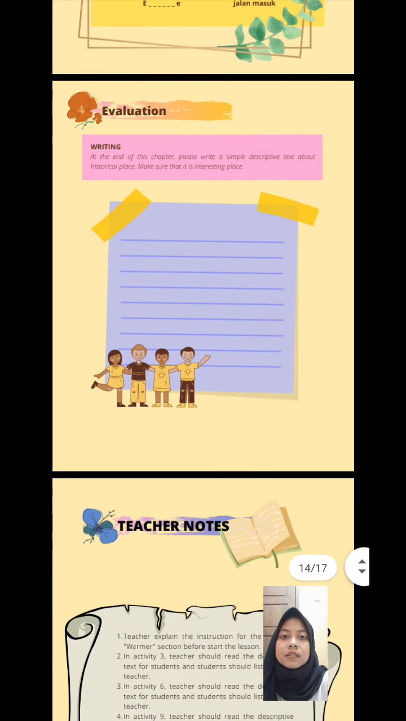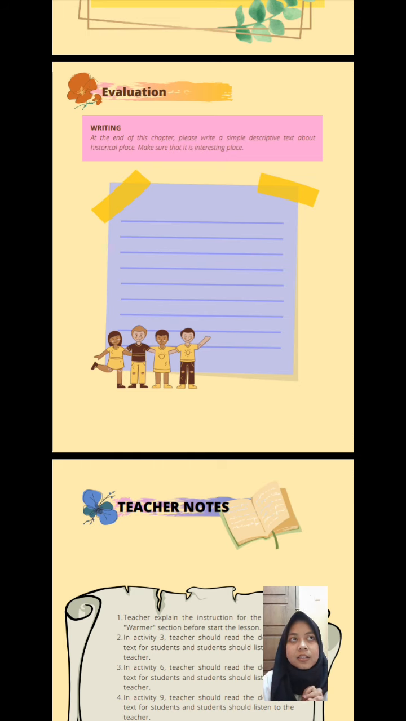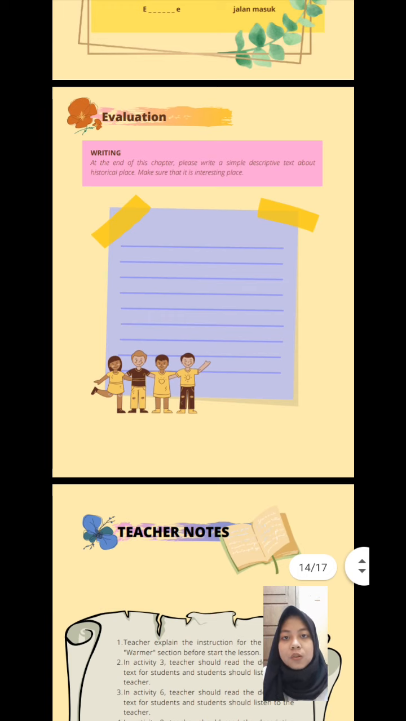And the final text, final assessment, final activity. At the end of the lesson, students should read a simple descriptive text about a historical place that is interesting for the students. So it's for the evaluation activity. Students should create or write a simple descriptive text by themselves here.